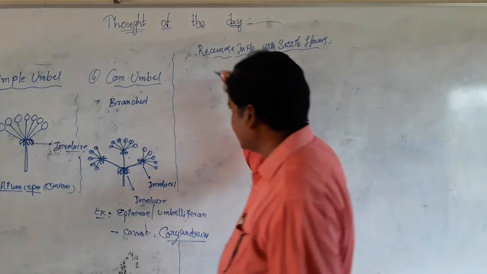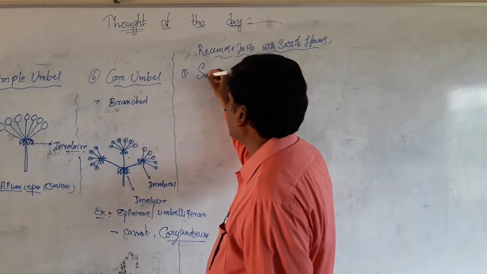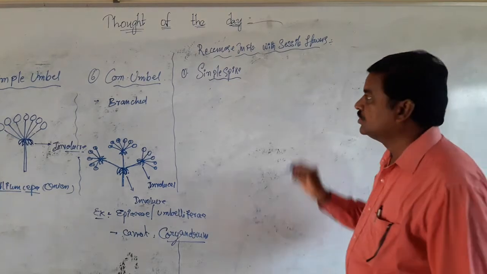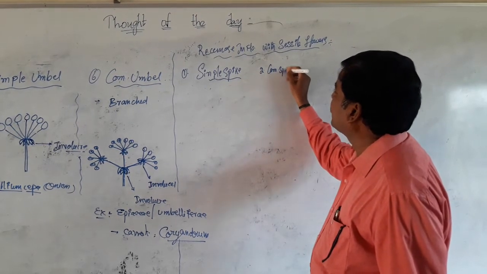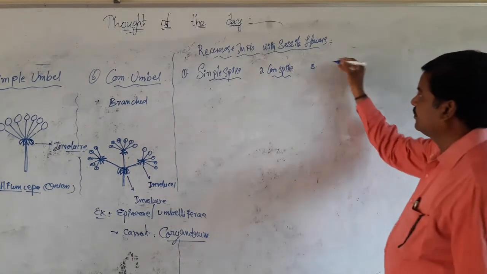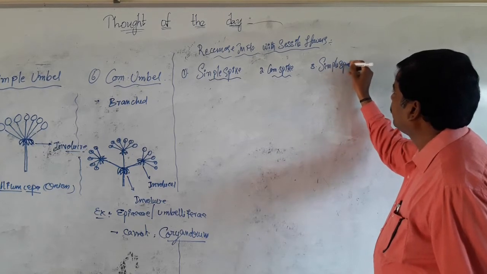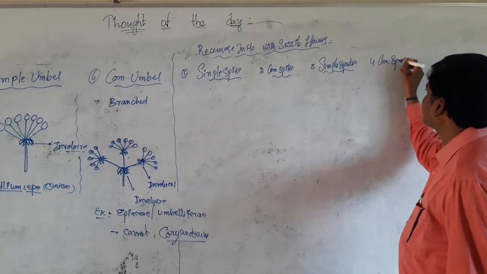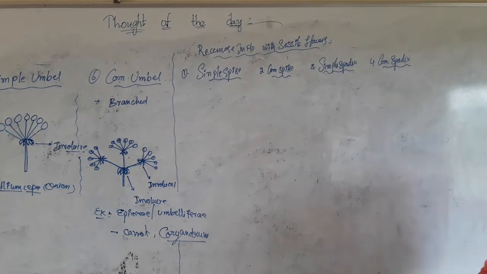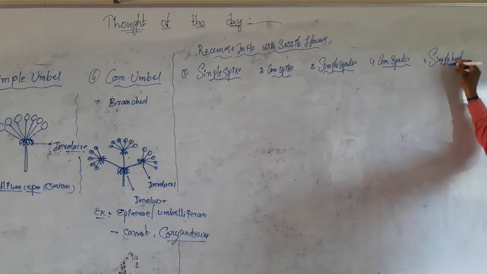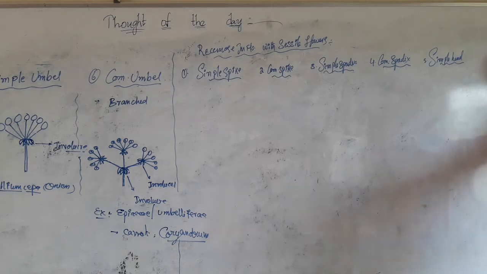Okay, with sessile flowers, there are types. One, this is a simple spike inflorescence. Two, compound spike. Third, simple spadix. Fourth, compound spadix. Fifth, simple head. And the last one is compound head.